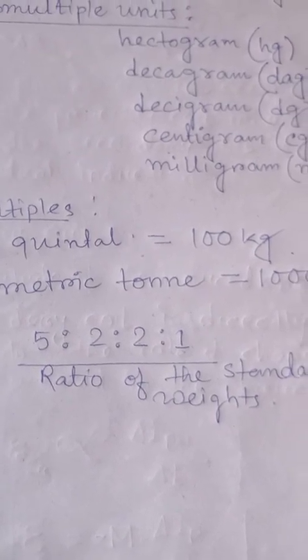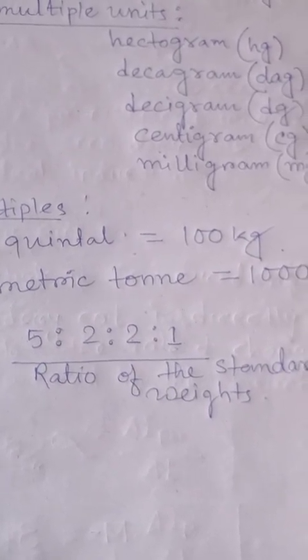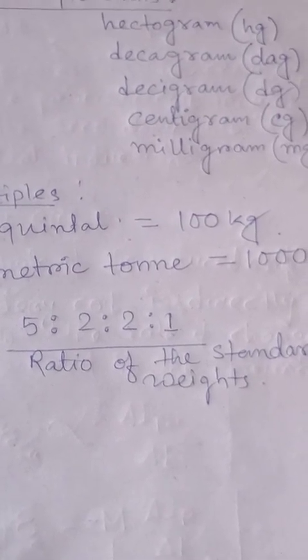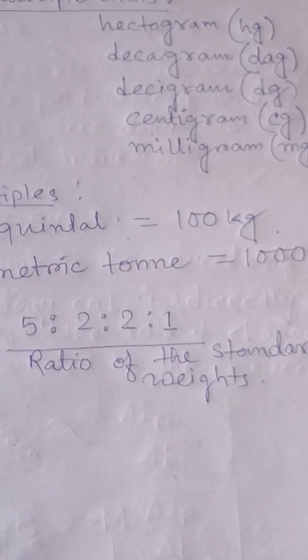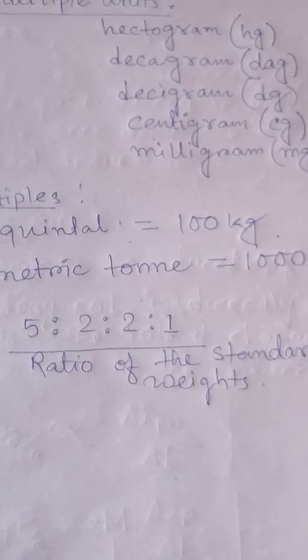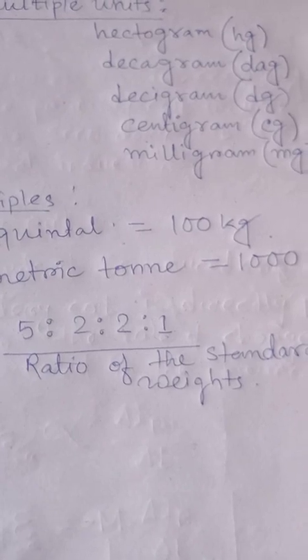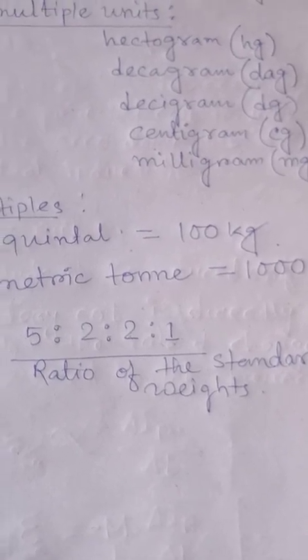These are the 4 points or features for a beam balance which can measure accurately. First one, both the pans must be of equal masses. Second one, both the arms must be of equal length. Third one, both the pans must be suspended with strings of equal length and masses.